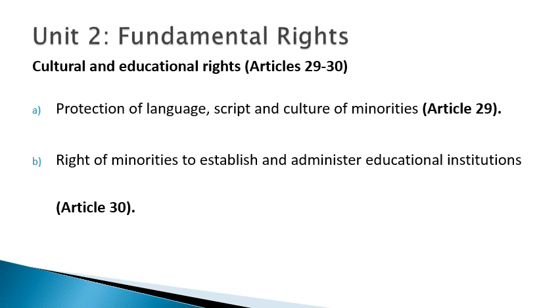The institutions of the third type are free to administer their affairs, subject to the operation of general laws like contract law, labor law, industrial law, tax law, economic regulation, and so on. The third type is the institution that neither seeks recognition nor aid from the state. So this is Article 29 and 30, the cultural and educational rights.